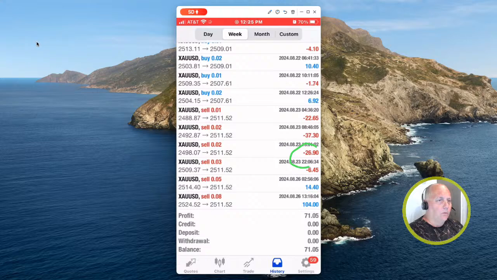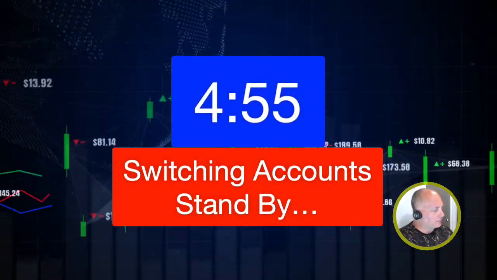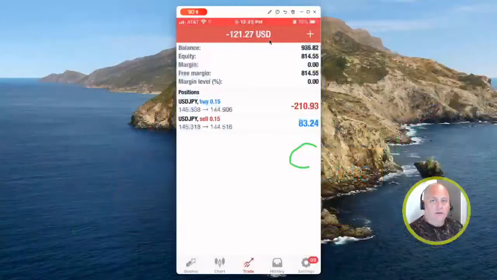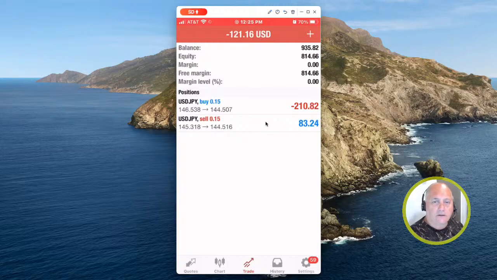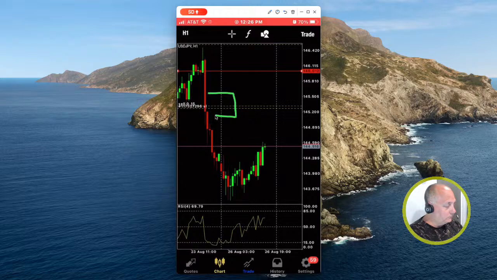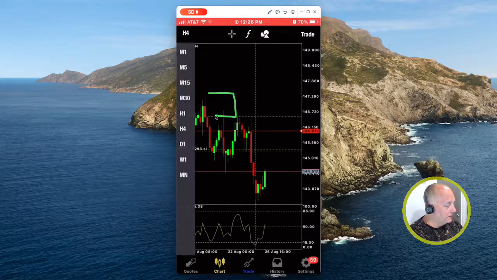$71.05. One other thing I want to look at is this test account, and I'll share it with you here. Remember how we entered a random buy trade on USD JPY last week? The market really hasn't done much. Let's go look at the chart itself. Let's scale it up to the 4 hour. Let's look at the day.